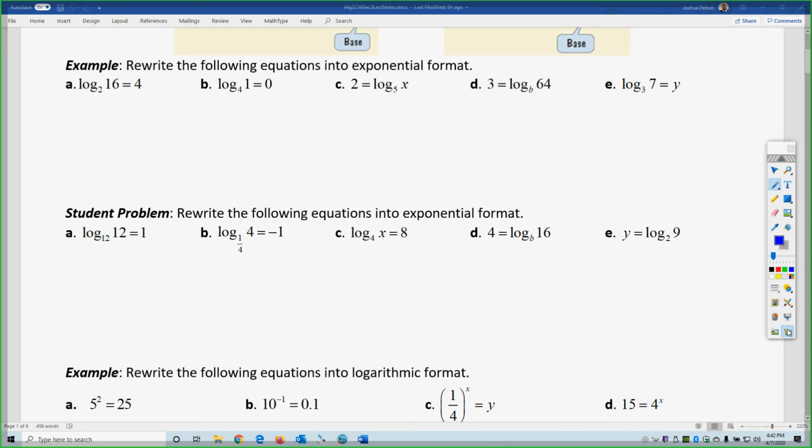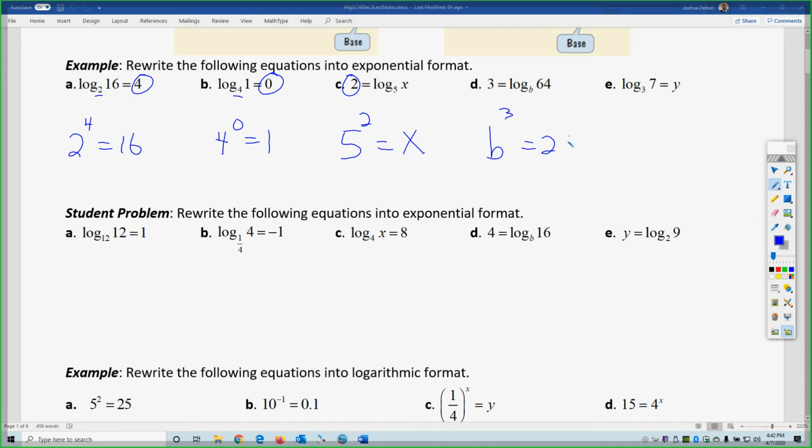So log base 2 of 16 equals 4, so that means 2 is the base. That is 2 to the 4th equals 16, because the point of a log is to get the exponent, and the bases match. This one is 4 to the 0 equals 1, because the point of the log is to get the exponent. The bases must match. Log base 5, it must be a base 5. We're supposed to get 2, which is the exponent, because the point of a log is to get the exponent.